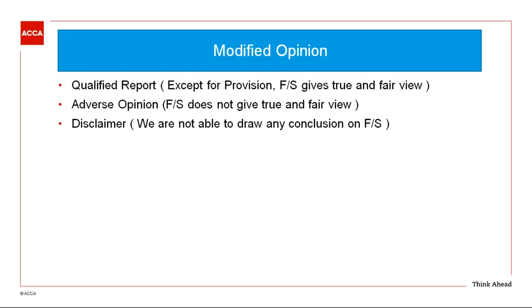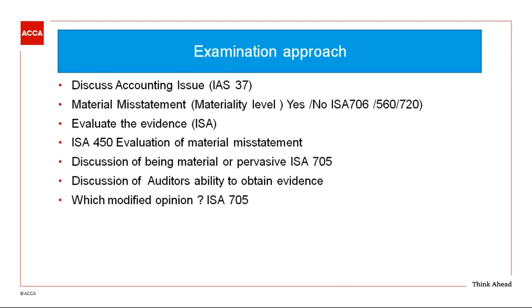So these types of misstatements can be classified as pervasive misstatements, and if there is a pervasive misstatement, the auditor will form an adverse opinion. In the case of a disclaimer of opinion, this is the point at which the auditor was not able to obtain sufficient and appropriate evidence, and it was a pervasive misstatement. So we will say that we are not able to draw any conclusion on the financial statements.